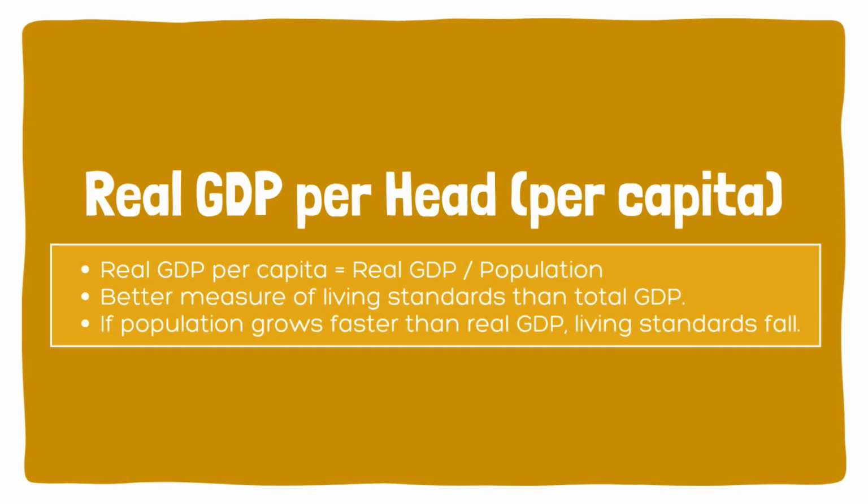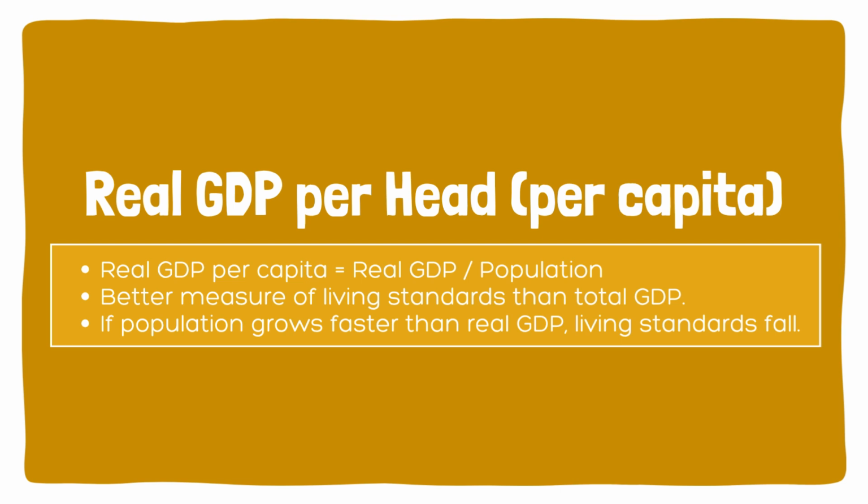Another useful measure is real GDP per head, also known as real GDP per capita. A rise in real GDP does not necessarily mean that people are better off if the population is also increasing. Real GDP per head is calculated by dividing real GDP by the population. This measure helps economists assess changes in living standards.